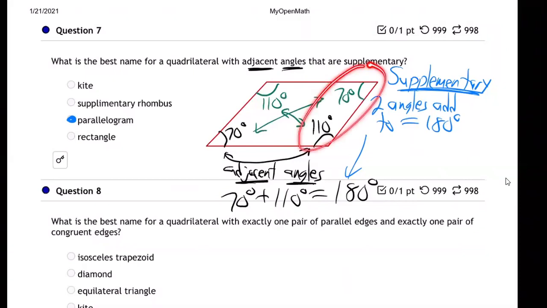like if you take these two, they're next to each other, they had to be 180. If you take these two, they had to be 180. If you take these two, they had to be 180. They're all supplementary. Adjacent angles are supplementary. Diagonal angles are equal, of course. But adjacent angles, any two next to each other, had to be 180. So that makes a parallelogram. That's what a parallelogram always does.